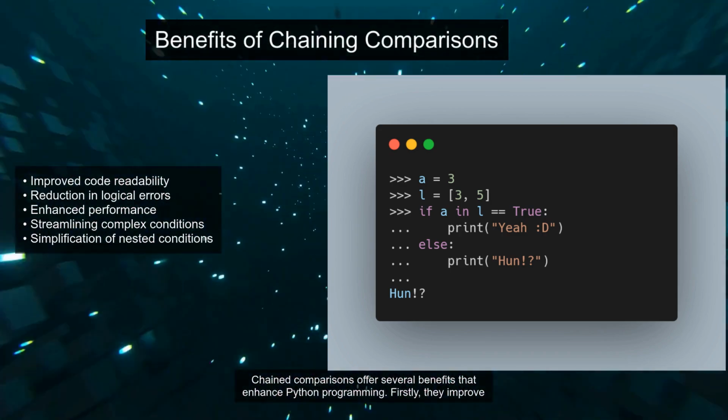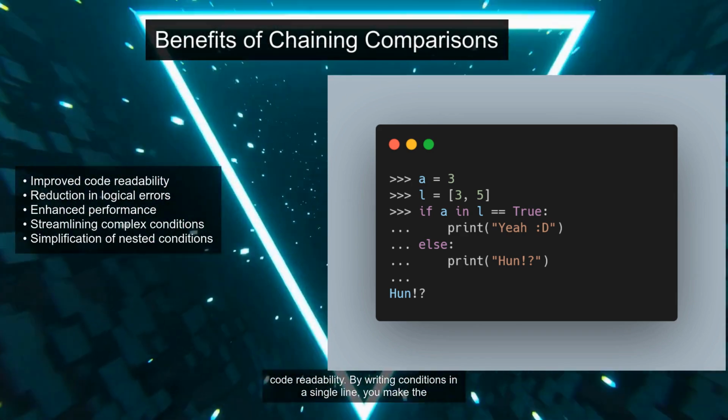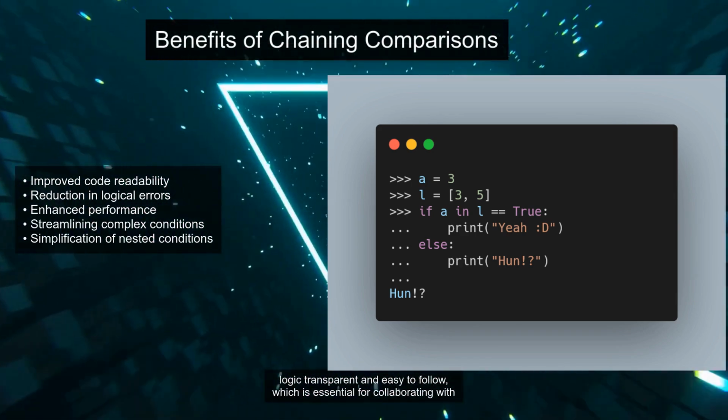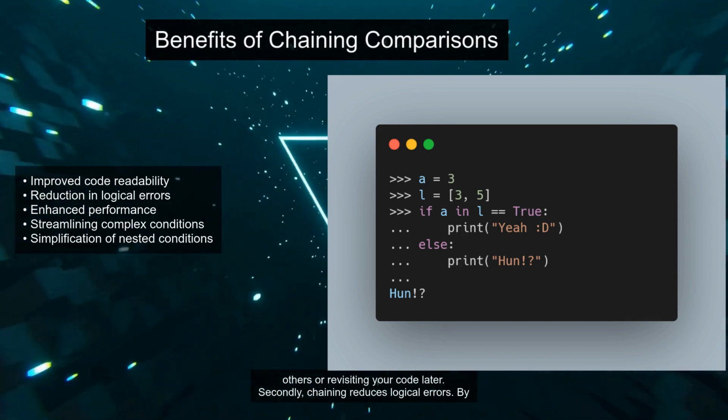Chained comparisons offer several benefits that enhance Python programming. Firstly, they improve code readability. By writing conditions in a single line, you make the logic transparent and easy to follow, which is essential for collaborating with others or revisiting your code later.